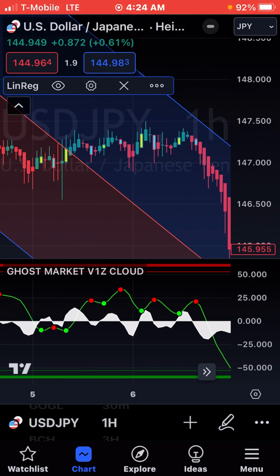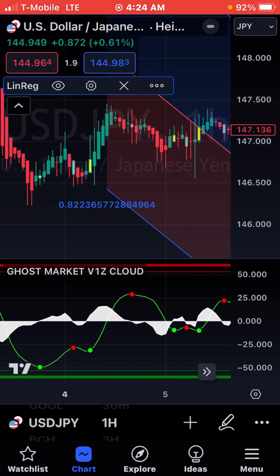But the more closed in and the more they appear, the more it's telling me the market can't make up its mind. It's going sideways for the most part. Let's look at it again. Now this is a good example here.